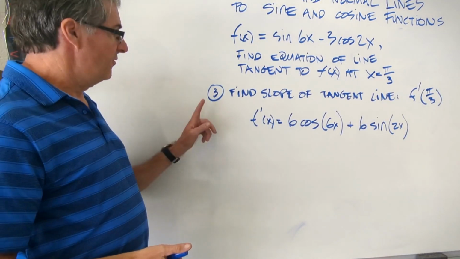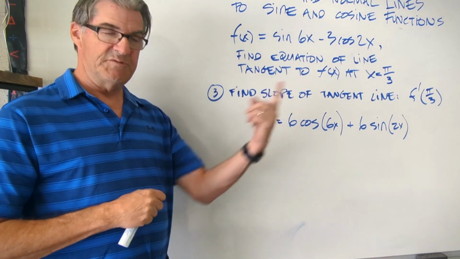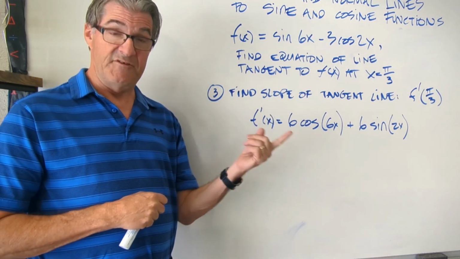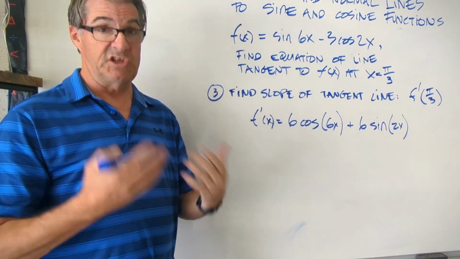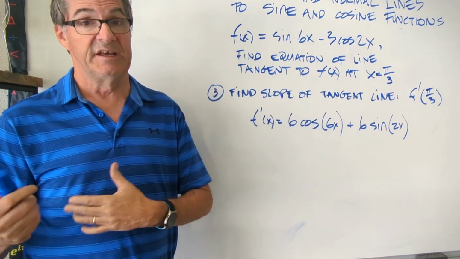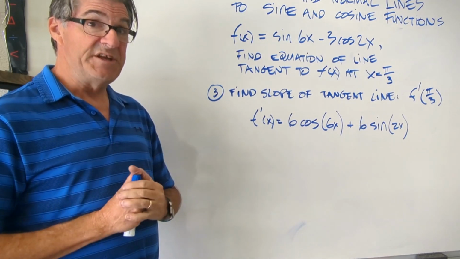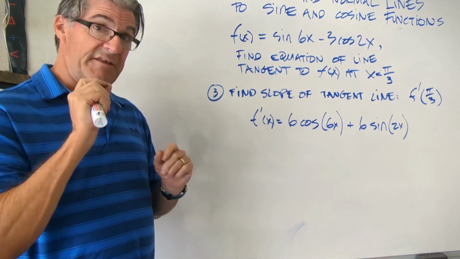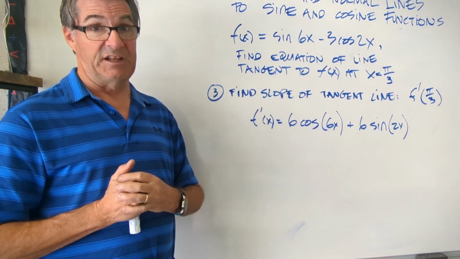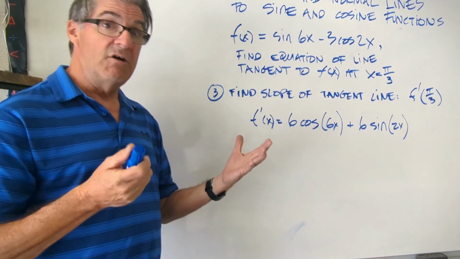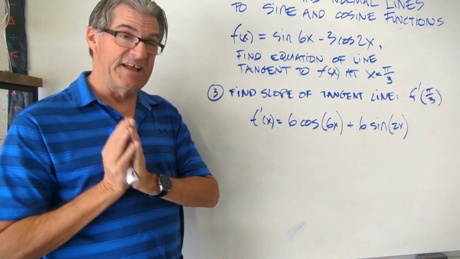Okay, third step. Let's summarize what we got so far. We found the derivative of the function, and the purpose of the derivative function is to give us slopes of tangent lines at points. Then we needed to get the y value of that point of tangency. So we plugged the x value into the original function, and that's the step we did on the last board. So now we need to find the slope of the tangent line at that point.